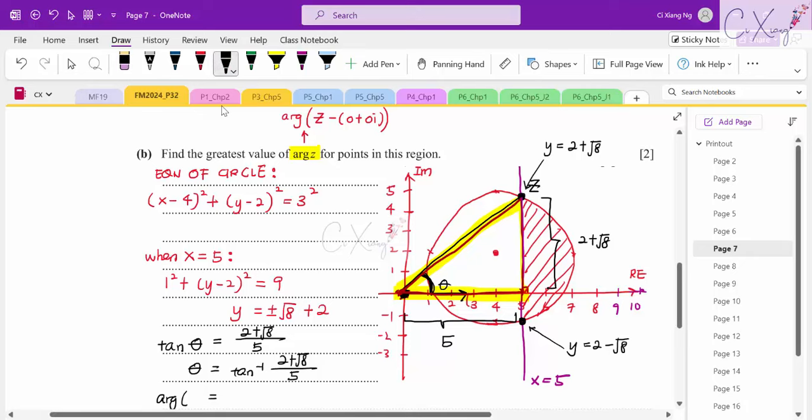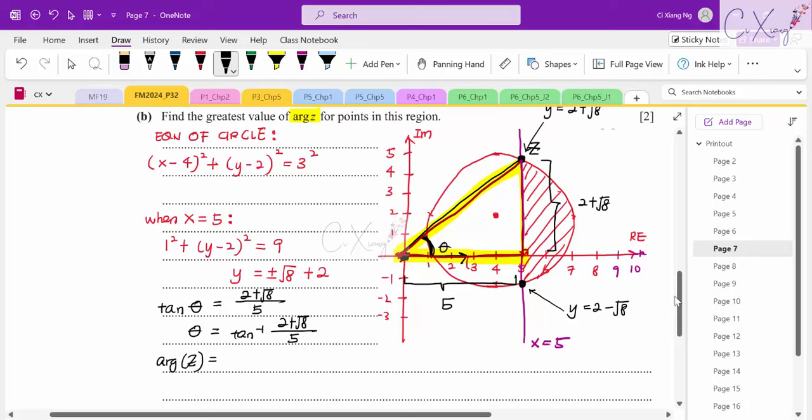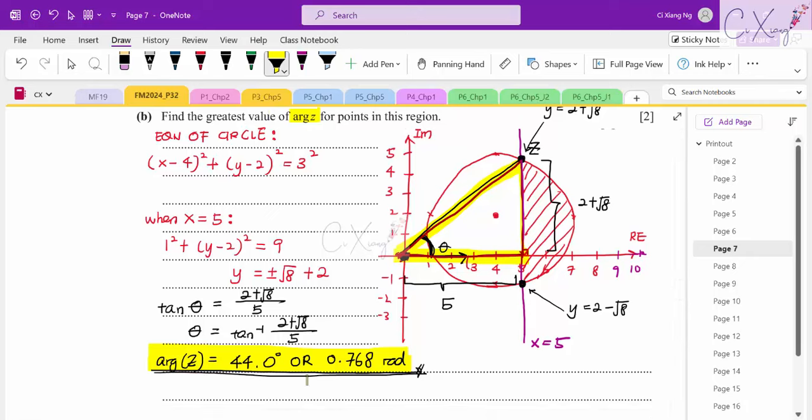The argument of z that we are going to get is, press the calculator to help you, you will get either 44 degrees, or you can put it in radian form. If you use radian form, it should be 0.768 radian. So this is basically what we have for the greatest argument of z.